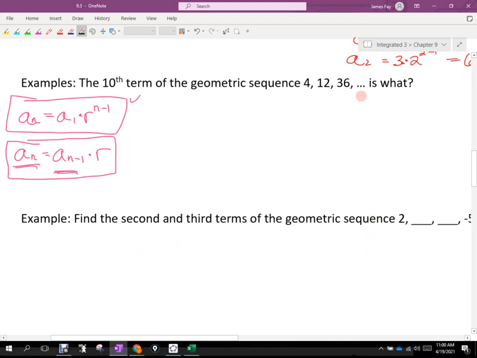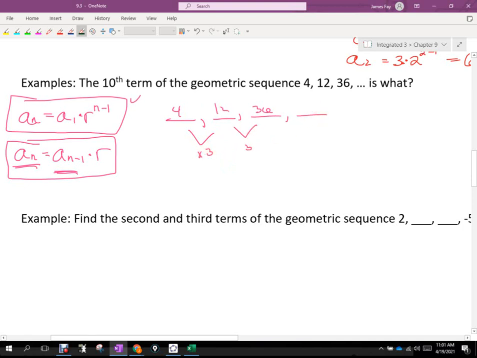Okay, so let's look at this sequence here. They want us to find the 10th term. What we could do, if we had the time, and I think this is a great exercise to show the purpose of mathematics, is say, okay, first term is 4, second is 12, third is 36. What am I doing from this term to get that one? What's that ratio? Multiply by 3 again, right?